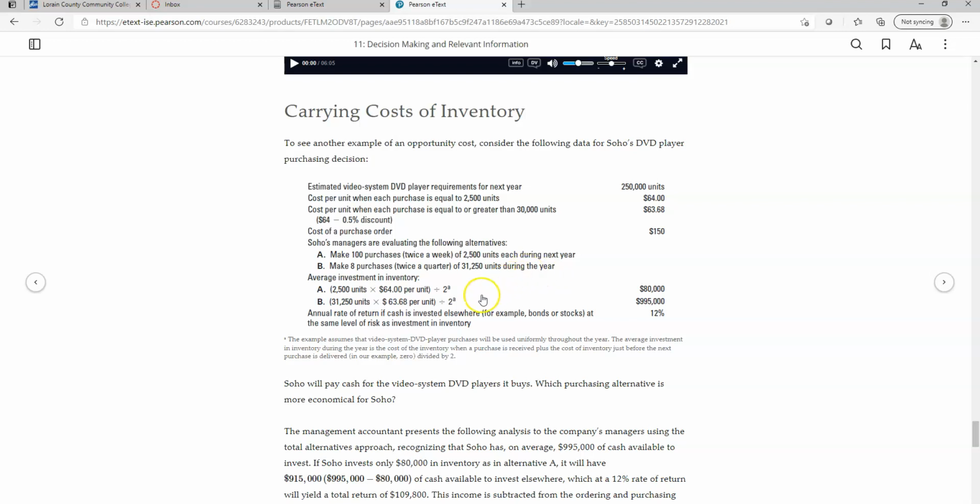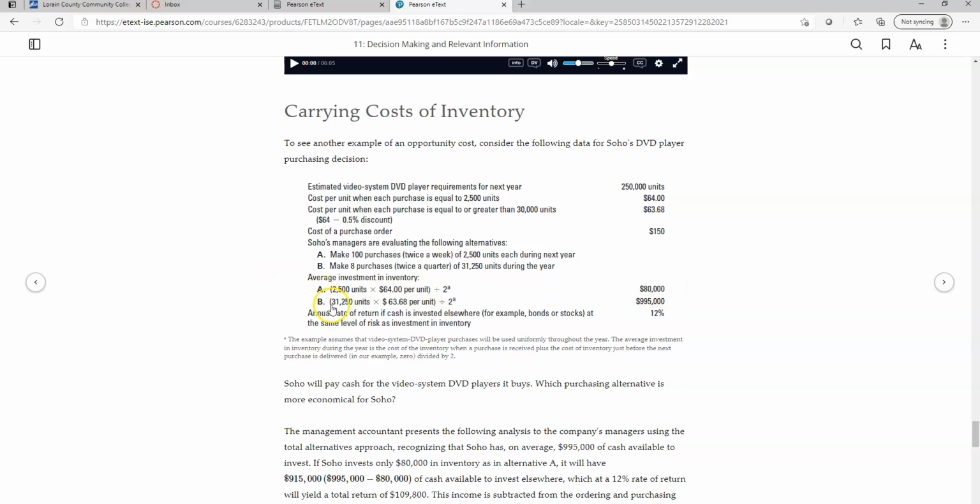And then now we have to take into account our average investment in inventory. Our average investment in inventory is going to be the number of units that we have under each alternative times the cost per unit. And then we're going to take that and divide it by 2. So under alternative A, where I buy smaller but more frequent inventory, the number of units I'm going to purchase each time I make a purchase, 2,500 units, times $64 per unit. I'm going to multiply that out and divide it by 2, and my average inventory is $80,000.